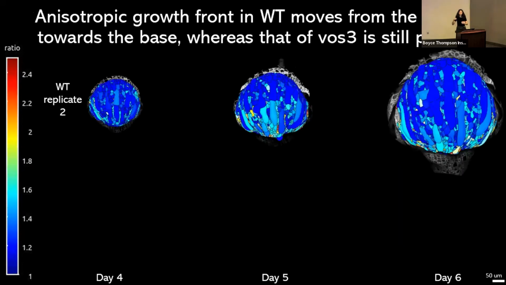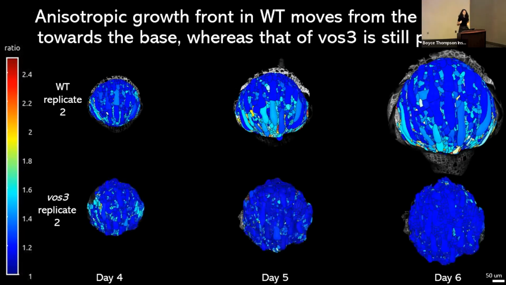Looking at days 4, 5, and 6 for wild type, you again see that the anisotropically growing cells shift from the edges of the sepal down toward the base. In VOS3, however, again, we see that kind of a random patchy distribution of anisotropically growing cells, and overall, there seems to be less anisotropic growth in VOS3 than in wild type.